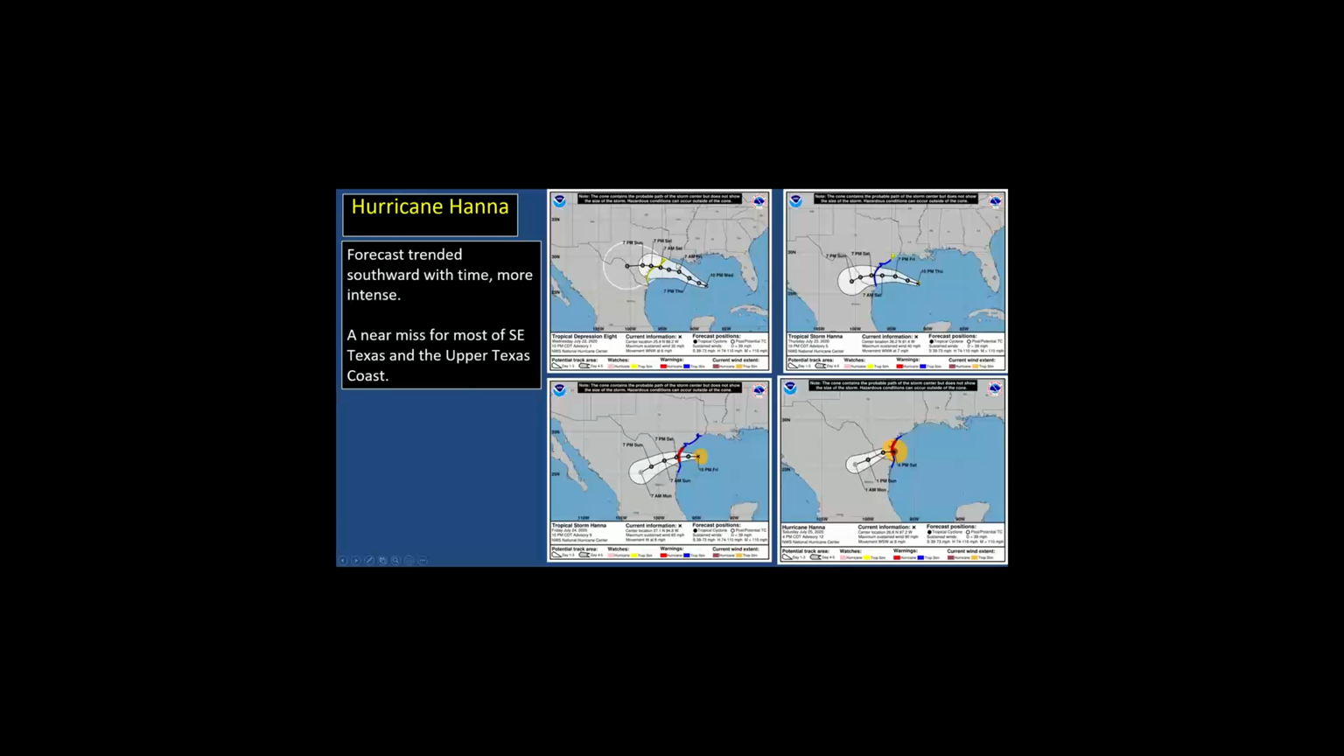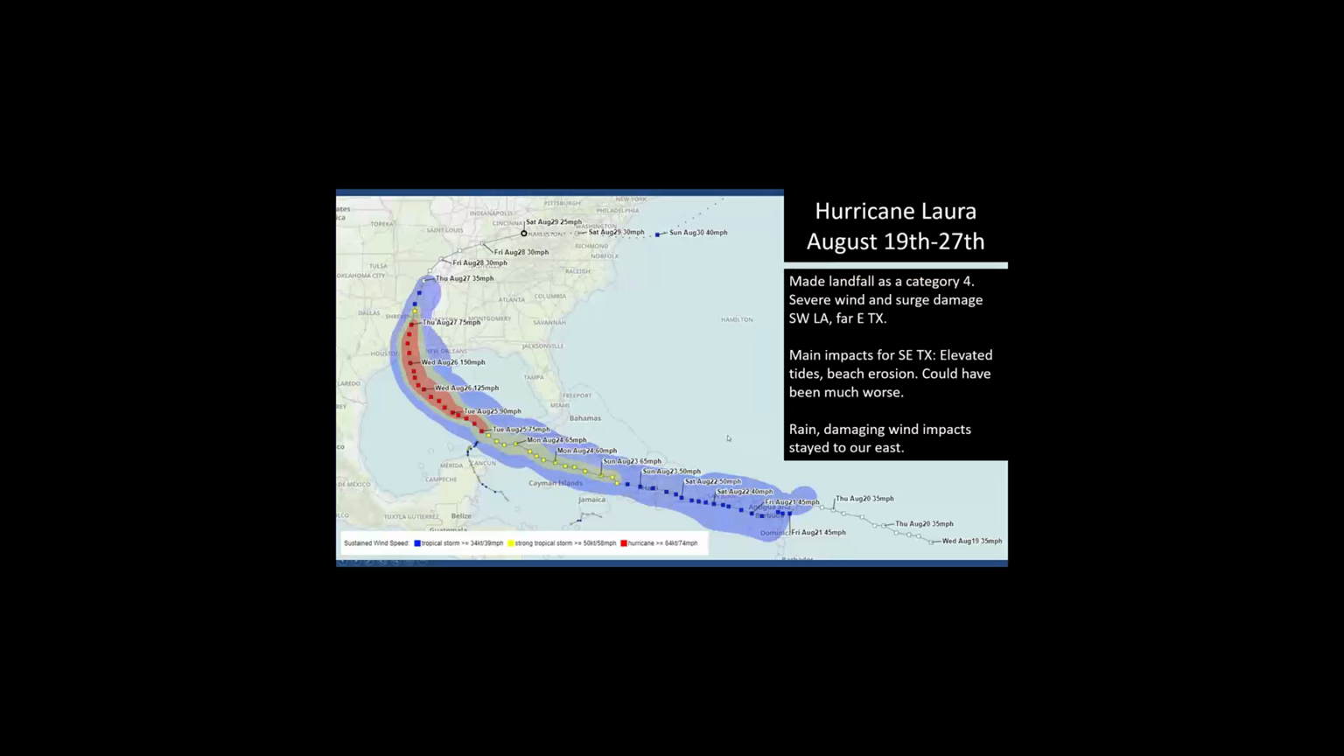So the forecast in this case trended down the coast with time, and the storm ended up being a hurricane, even though initially it wasn't forecast to be. At one point it looked like it could be a direct impact on our area here in Southeast Texas, but eventually we just were on the edges of it. So it could have been a lot worse for us.